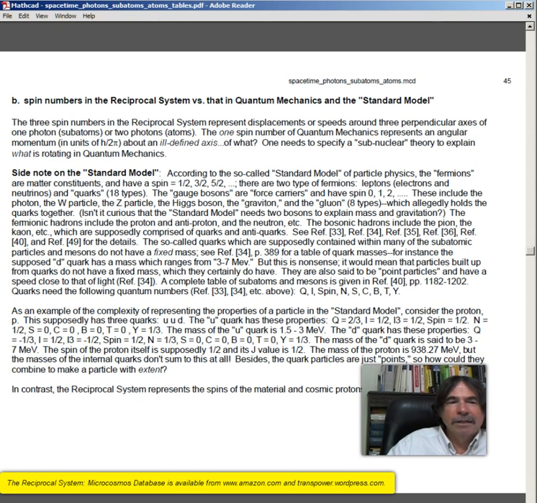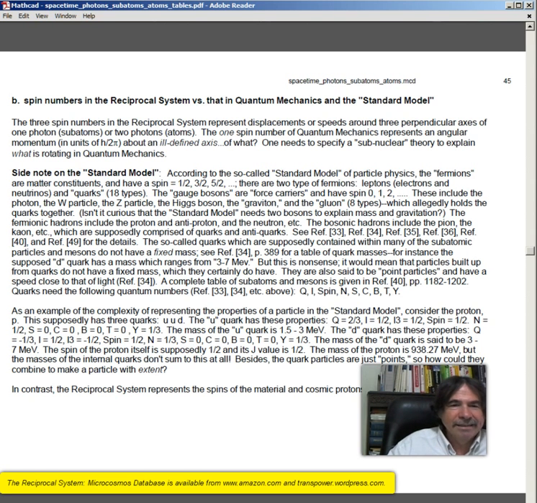The fermionic hadrons include the proton and antiproton, and the neutron, etc. The bosonic hadrons include the pion, the kaon, etc., which are supposedly comprised of quarks and antiquarks. See references 33, 34, 35, 36, 40, and 49 for the details. The so-called quarks, which are supposedly contained within many of the subatomic particles and mesons, do not have a fixed mass. See reference 34, page 389 for a table of quark masses. For instance, the supposed D quark has a mass which ranges from 3 to 7 MeV.